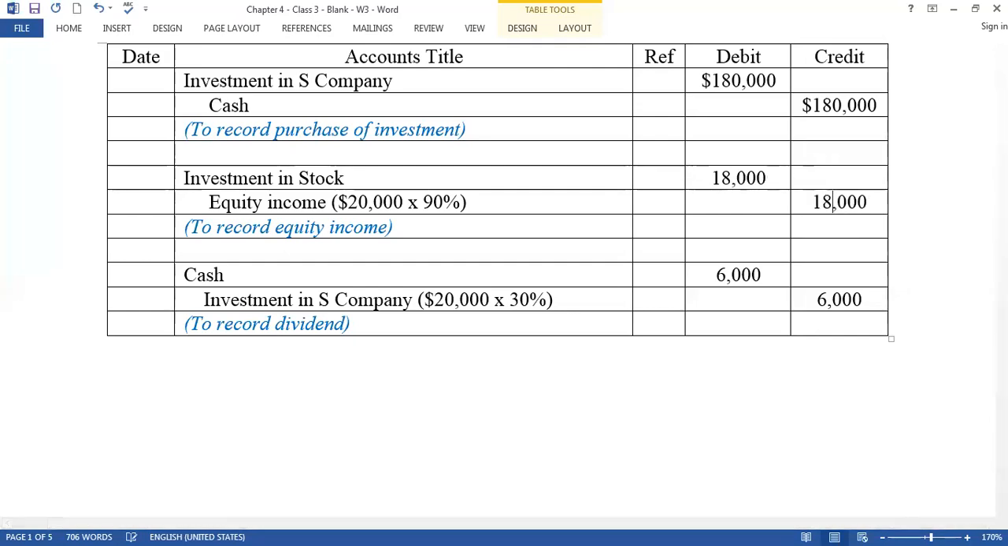Do you understand? It is from the previous class. And what is the dividend? According to this question, dividend is 15,000. 90% goes to the parent company, and it is 13,500.